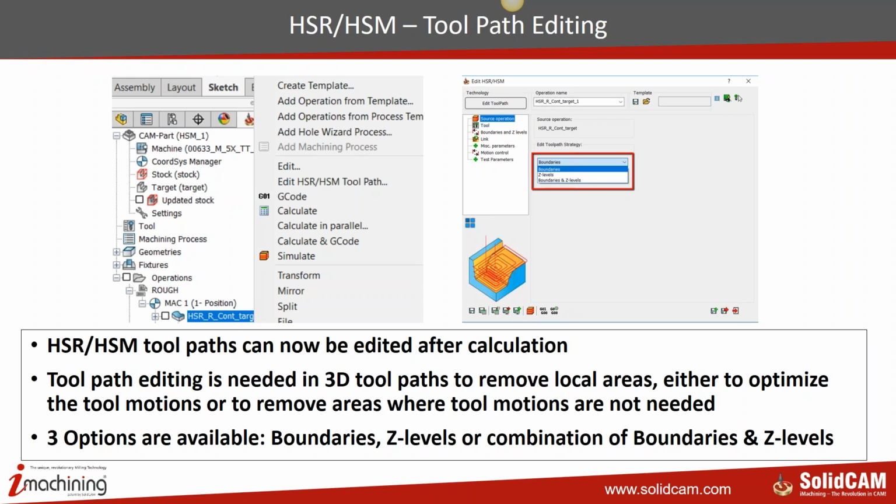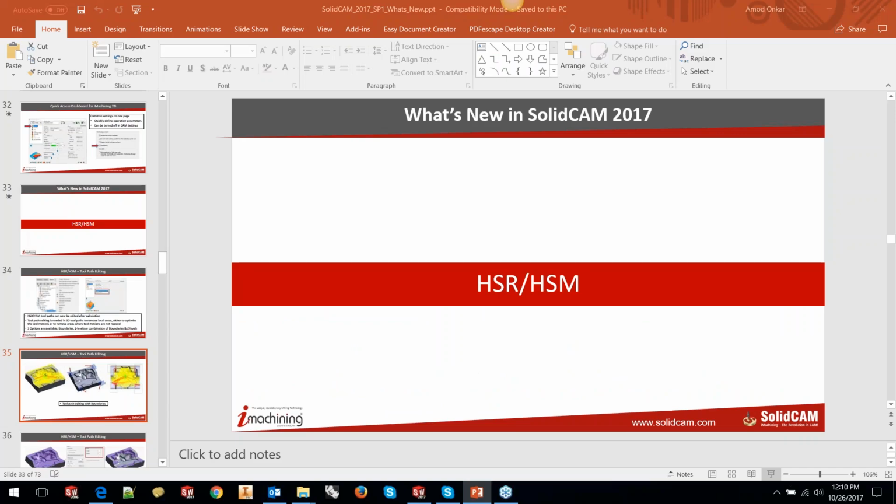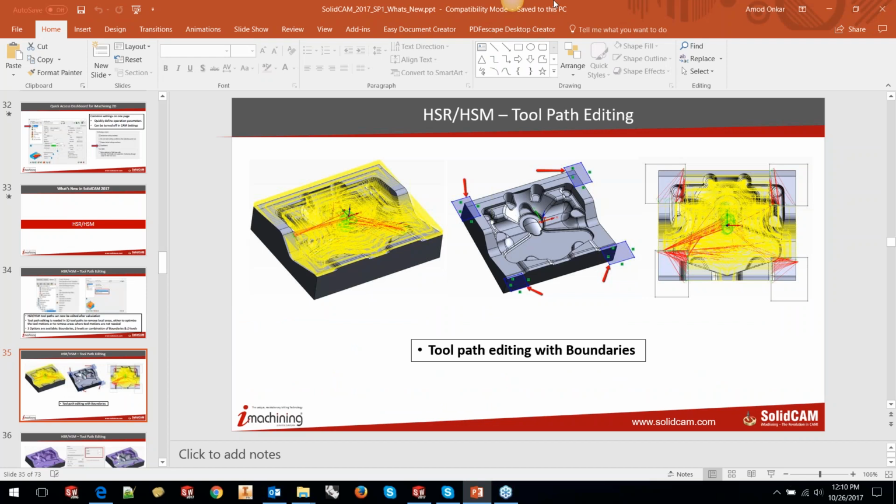As far as the options go, we have introduced the three major options that are needed. One is using boundaries, using Z levels, or a combination of both boundaries and Z levels. Okay. So let's move directly into the software, because I believe you would like to see how it works.